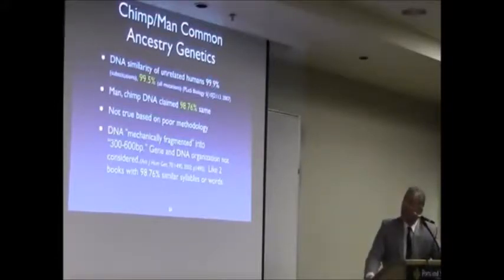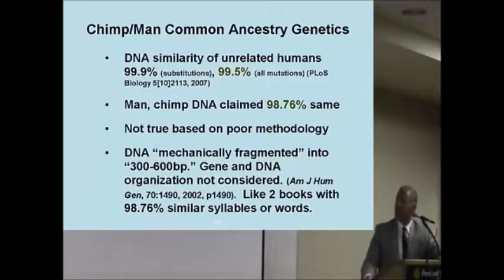It's often quoted that the DNA similarity of unrelated humans, depending on how you measure it, is 99.9 or 99.5% similar. It was claimed that man and chimp DNA is 98.76% similar. The implication is that since man and chimp are so similar in their DNA, it wouldn't take much mutation to evolve man and chimp from a similar common ancestor.